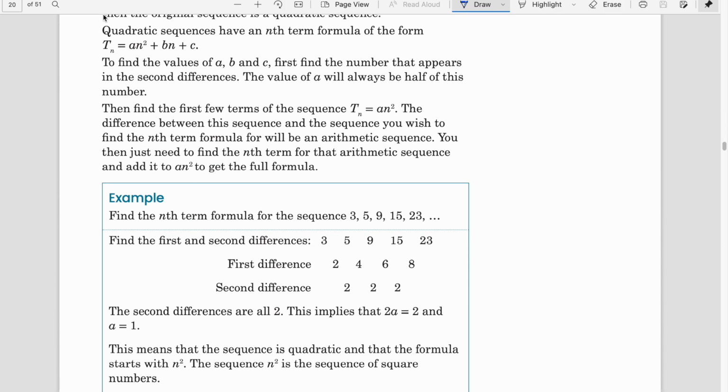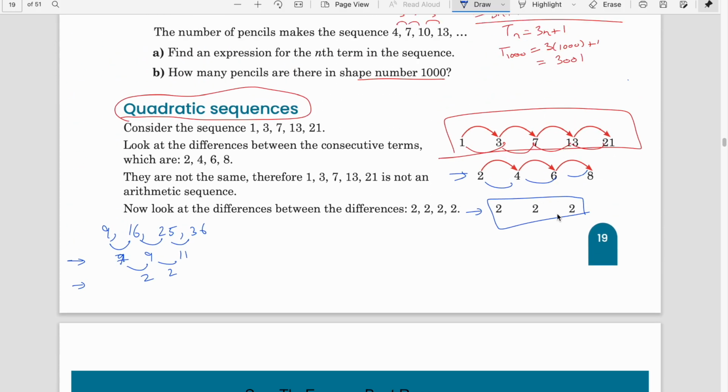Okay, now first we'll do what this book is telling us, and then I have another way also. So this is an square plus bn plus c. Now let me explain what these a, b and c would mean here. A is half of the second difference. Like in this case, second difference was 2, so a would be equal to 1.